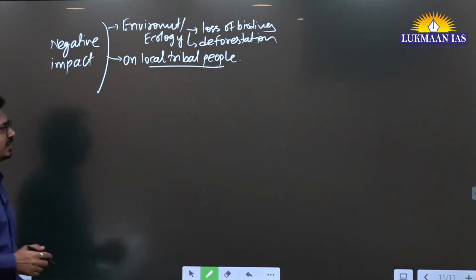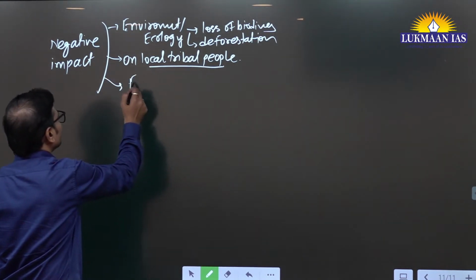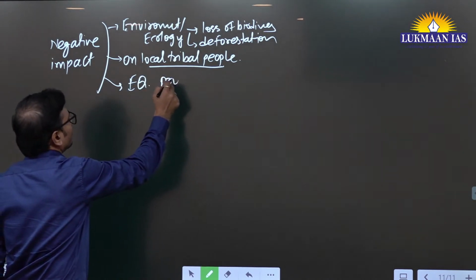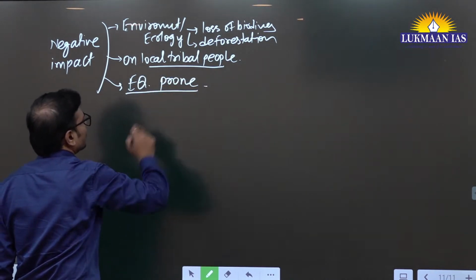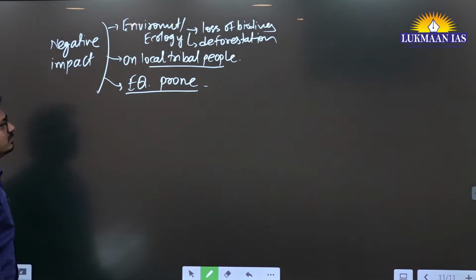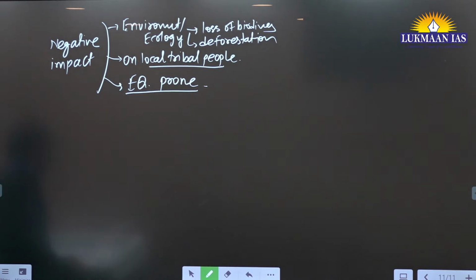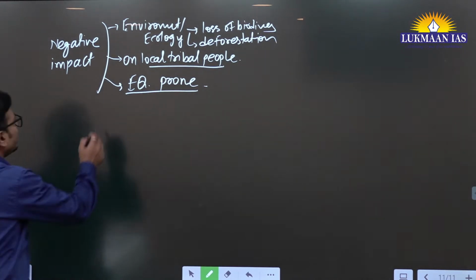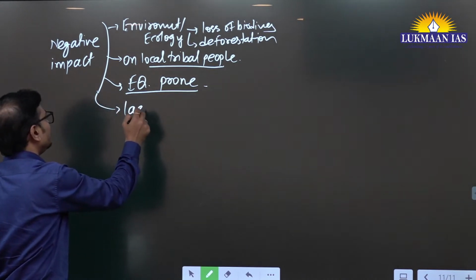Seismic vulnerability is also there, earthquake prone, and further burden of infrastructure. Again, it is going to be vulnerable. Whatever the infrastructure we are making, it is going to be vulnerable for earthquake. Then lack of adequate consultation, especially with local people.